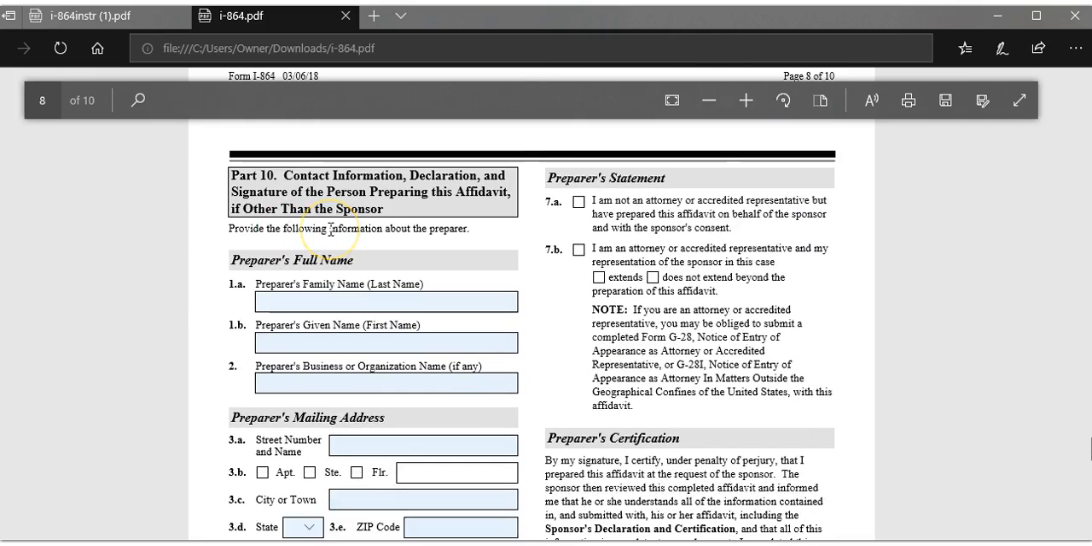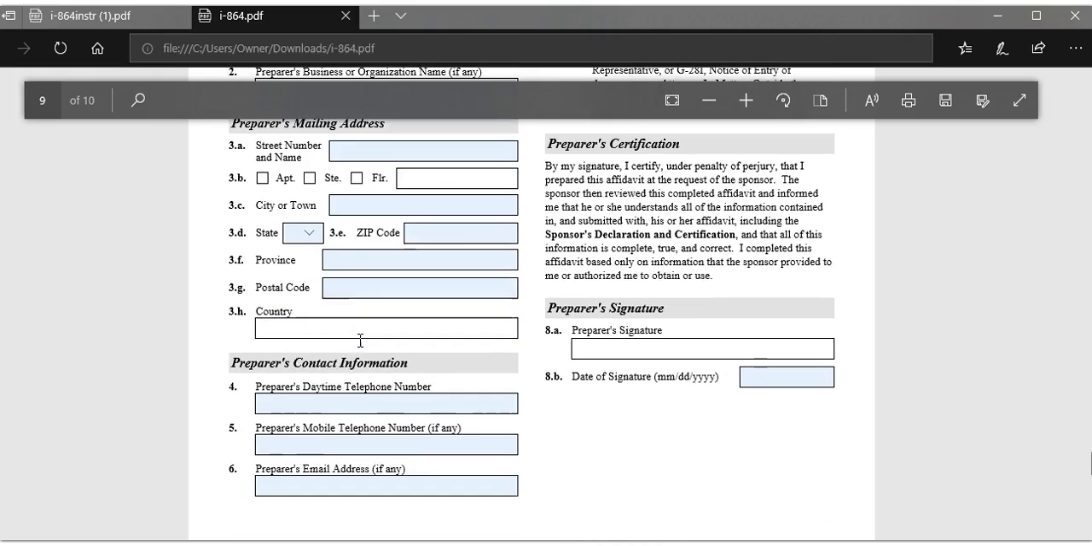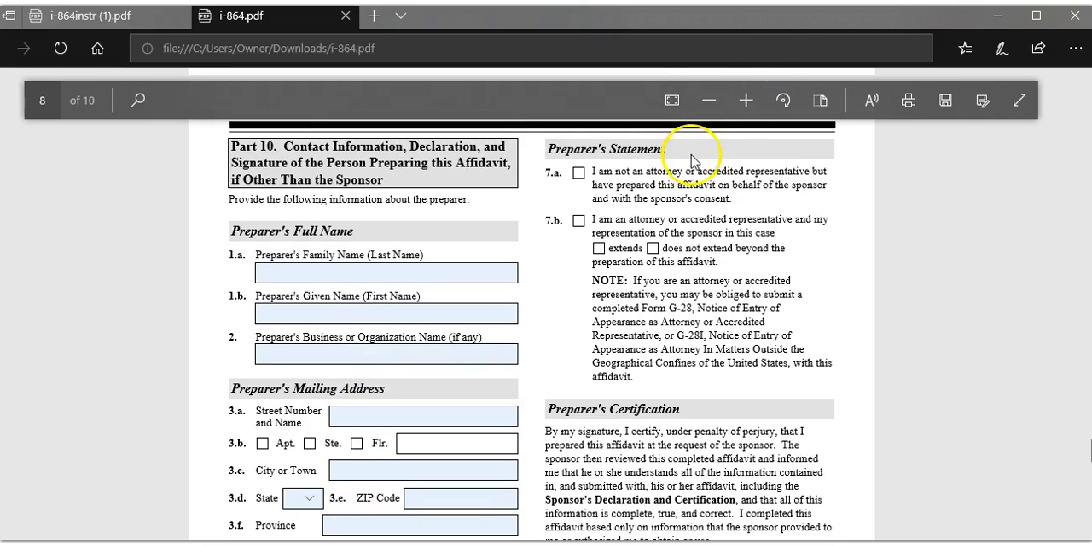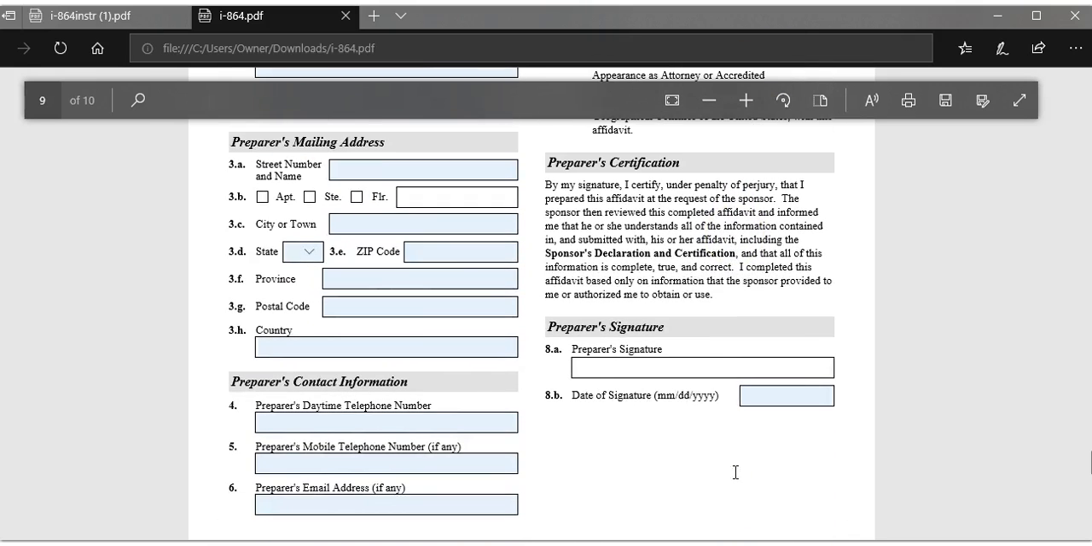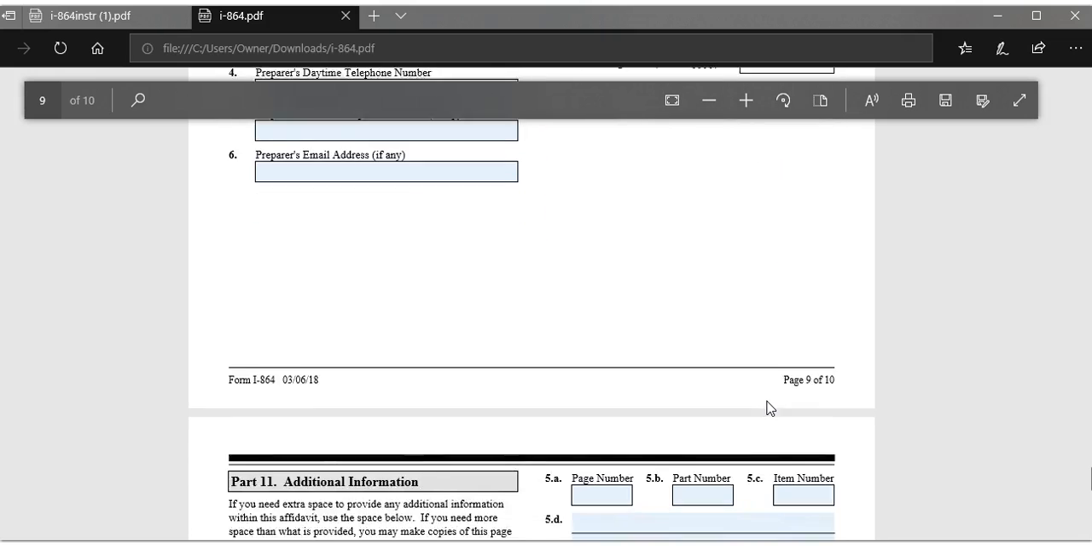Okay, and then in here is the same contact information, declaration and signature of the person preparing this affidavit, if other than the sponsor. Someone did it for you, so that person's information goes in this section. All this is for the preparer. All this, okay? All this is for that person. Continues here. Continues, and that person has to sign and date it. And let's see what else.